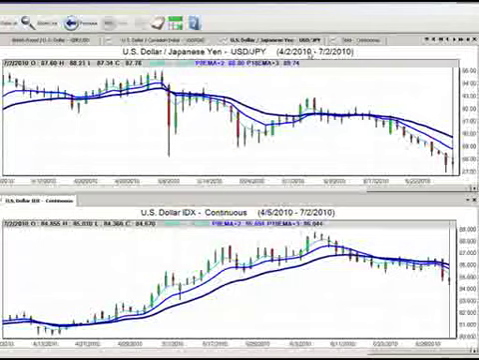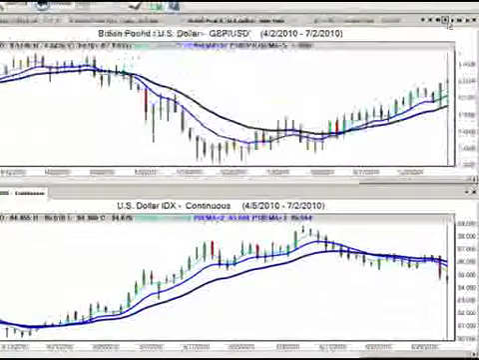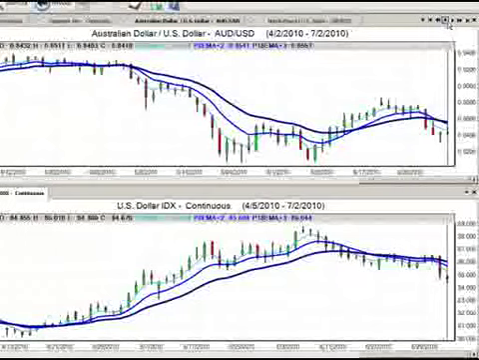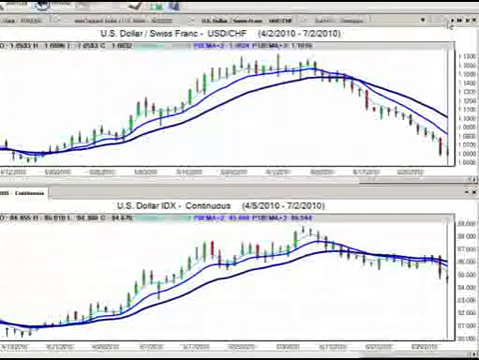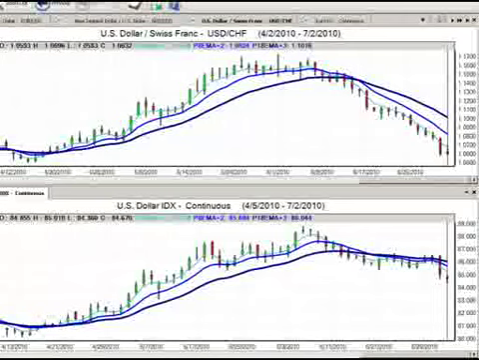Now another main driver here, as you know, we've been trading the British pound US dollar. We've been strictly buying that for about a month now. I've made nothing but long recommendations on that. They have been very, very good trades.